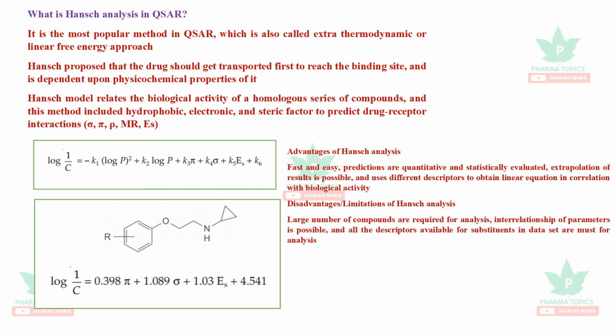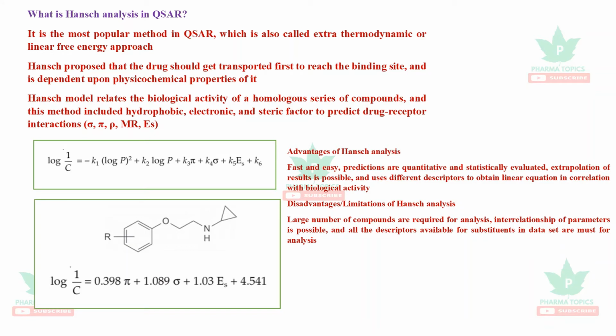What is Hansch analysis in QSAR? It's a very important question. It's the most popular method in QSAR, which is also called the extrathermodynamic or linear free energy approach. Hansch proposed that the drug should first get transported to reach the binding site, and then it is dependent on physicochemical properties. The Hansch model relates the biological activity of a homologous series of compounds, and this method includes hydrophobic, electronic and steric factors for prediction of drug-receptor interactions.